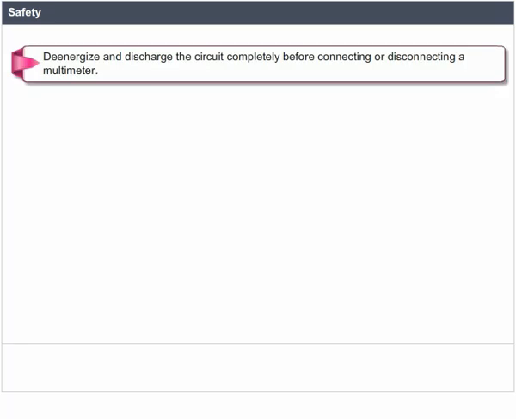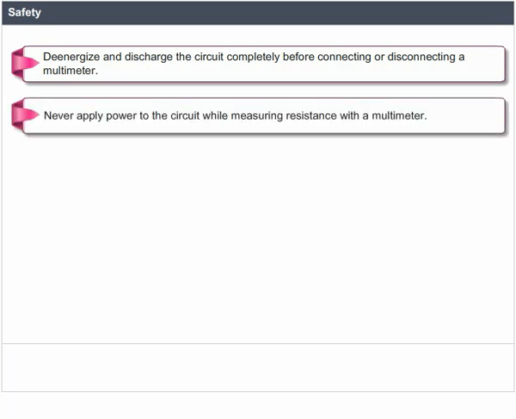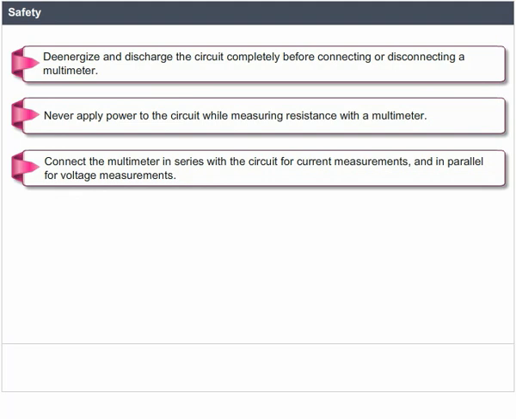Safety measures. De-energize and discharge the circuit completely before connecting or disconnecting a multimeter. Never apply power to the circuit while measuring resistance with the multimeter. Connect the multimeter in series with the circuit for current measurements and in parallel for voltage measurements.